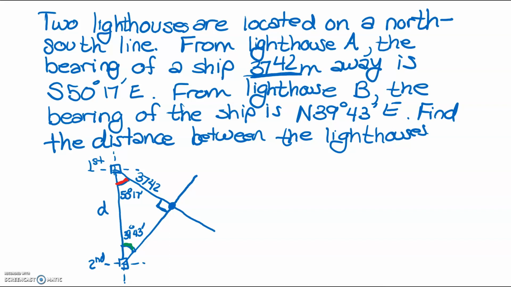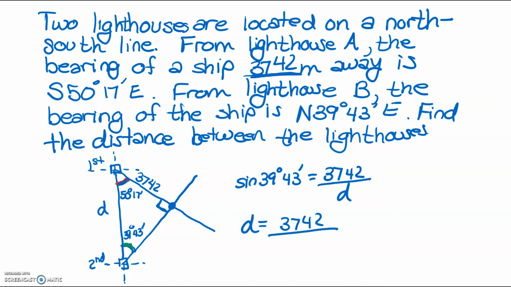So it doesn't matter whether you use Lighthouse A, the red angle, and use cosine to solve, or Lighthouse B, use the green angle. I usually choose sine, so I'm going to go with the sine of 39 degrees 43 minutes equals the opposite, 3,742 meters over D. So D is going to be 3,742 meters over the sine of, and remember in parentheses, 39 plus 43 over 60. So if you plug that in, it'll give you the distance between the two lighthouses.